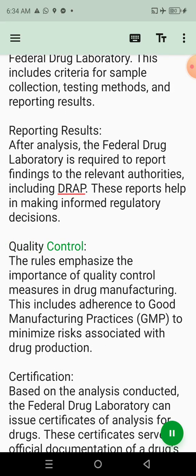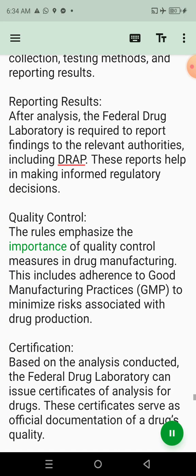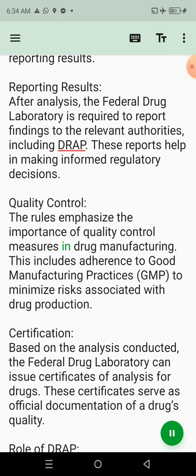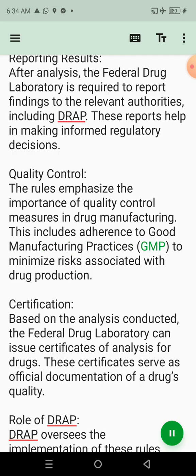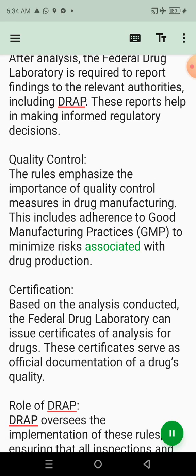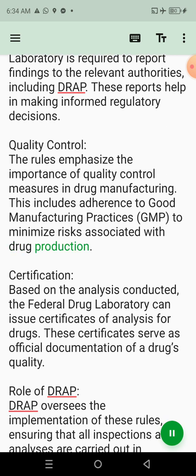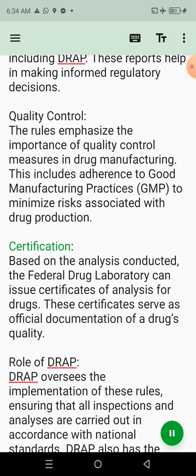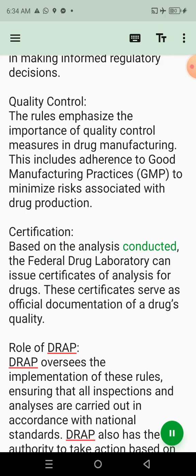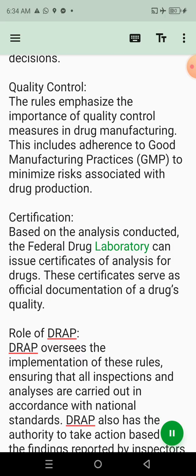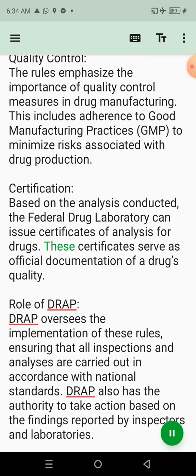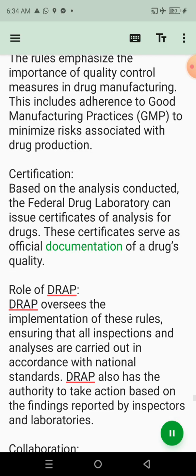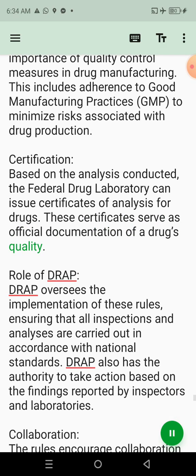Quality control. The rules emphasize the importance of quality control measures in drug manufacturing. This includes adherence to good manufacturing practices (GMP) to minimize risks associated with drug production. Certification. Based on the analysis conducted, the Federal Drug Laboratory can issue certificates of analysis for drugs. These certificates serve as official documentation of a drug's quality.